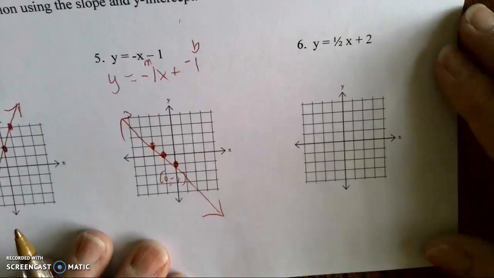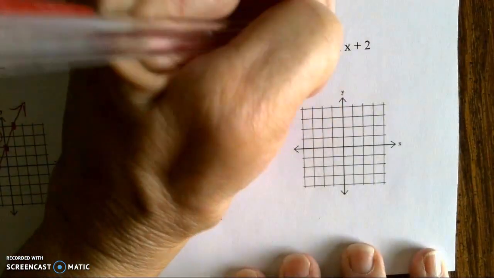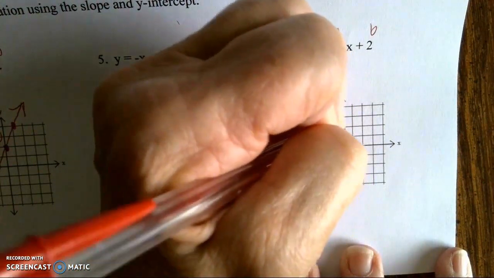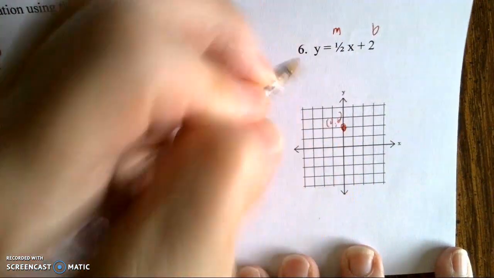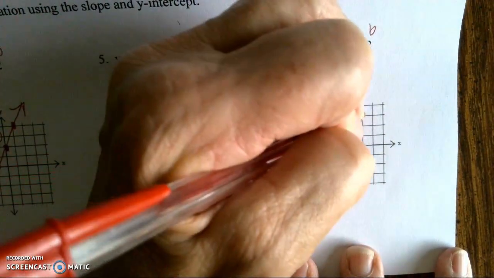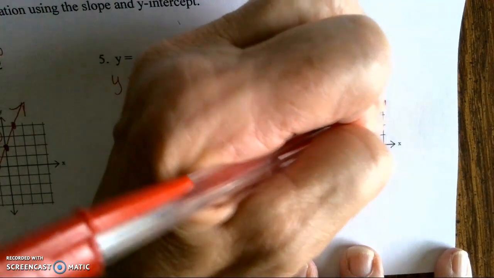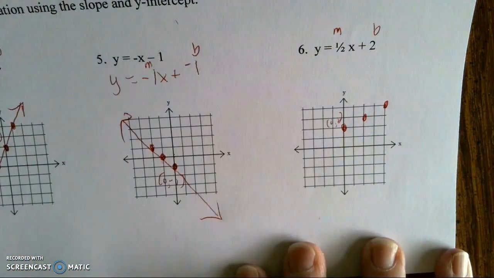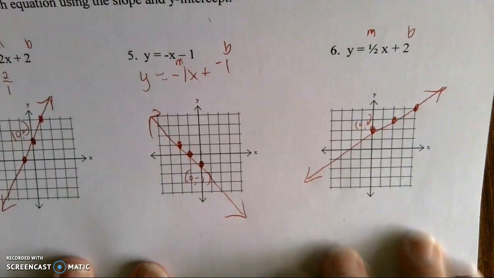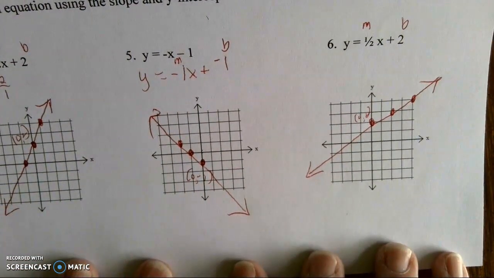All right, let's take a look at the last example here. Again, 1/2 is my slope, and 2 is my y-intercept. So I'm going to start at the origin. I'm going to go up 2. So there's my y-intercept. That's where it's going to cross the y-axis. My slope is 1/2. So remember, I'm going to go up 1 over 2. Up 1 over 2. And then I'm going to connect with a line. Okay. And that's all there is to graphing using the slope-intercept form.